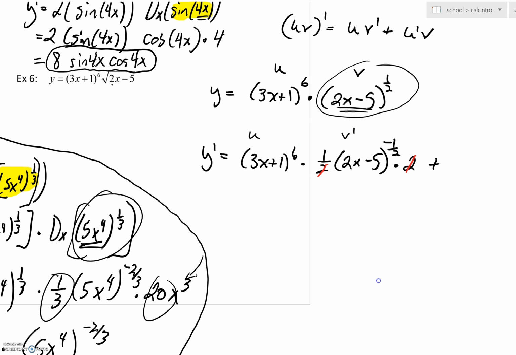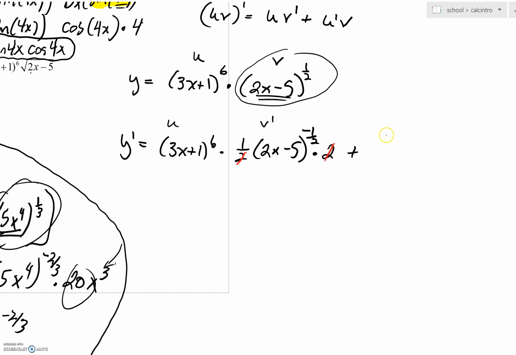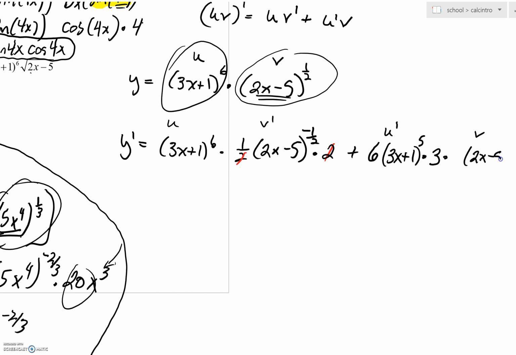That's u v prime. And now we're going to say, well, now we're going to have u prime times v. So here's my u again, 3x plus 1 to the 6. How do I take the derivative of that? What do I get? 6. 3x plus 1, what's my new power? Derivative of the inside? 3. Good. And then we're going to multiply to that 2x minus 5 to the 1/2.